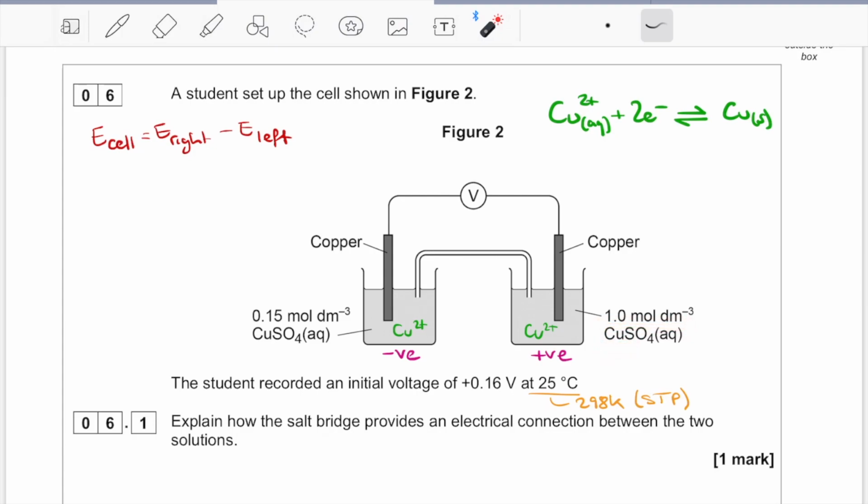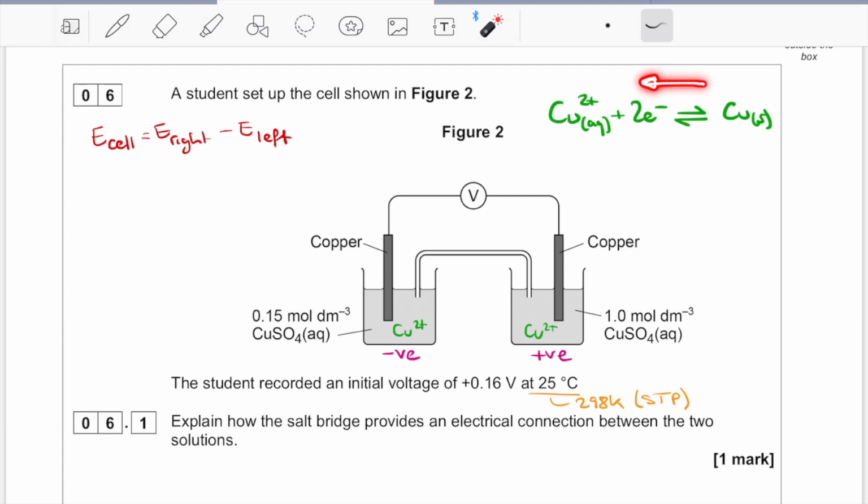So if we look at the equilibria and we think about the position, if we're looking at the left-hand half cell, we have a lower concentration, right? So if we think about changing from the right hand half cell with the 1 mole per decimeter cubed to the left hand half cell with 0.15 moles per decimeter cubed, then we are lowering the concentration. And if we lower the concentration, the position of equilibrium shifts to the left to compensate for that change.